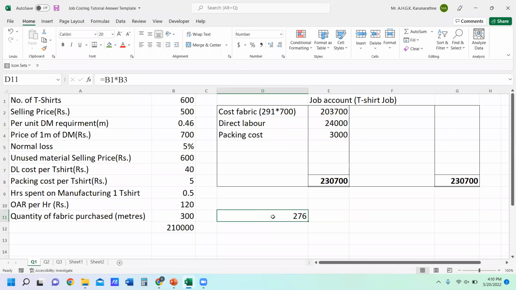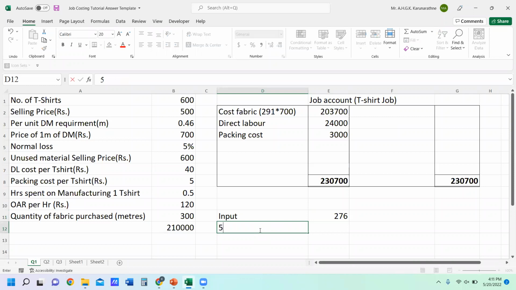And 276 is not enough for us. The reason is, if we input this much of fabric into the production process, then we know that 5% of inputs is subject to normal loss. Right? 5% is normal loss.